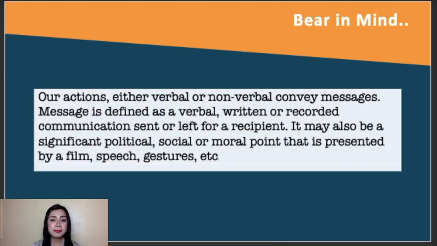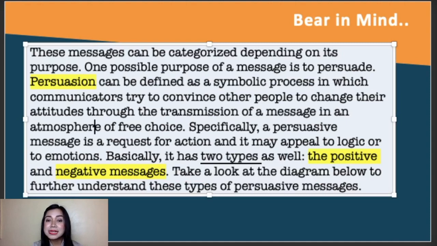Alright, for us to know it better, let's bear this in mind. Our actions, either verbal or non-verbal, convey messages. Message is defined as a verbal, written, or recorded communication sent or left for a recipient. It may also be a significant political, social, or moral point that is presented by a film, speech, gestures, and etc. So, these messages can be categorized depending on its purpose. One possible purpose of a message is to persuade.